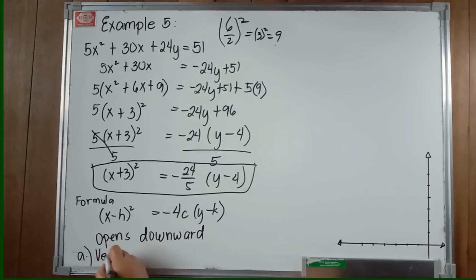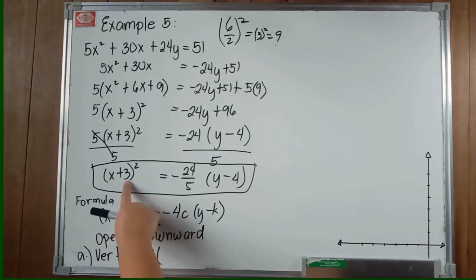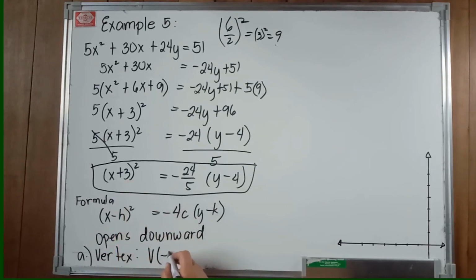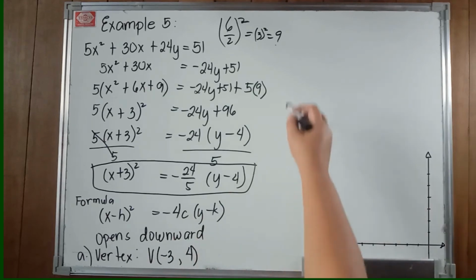So, let's have the vertex of our parabola. So, our h is negative 3. Our k is positive 4. So, our vertex is at negative 3, 4.